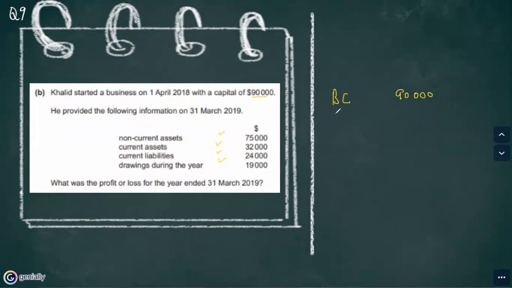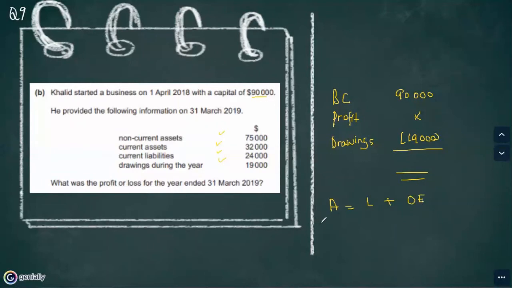So we know beginning, and then we have our profit and we have our drawings. Now our drawings should be 19,000 and we don't know our profit and we don't know what is our ending capital. Now how do we know our ending capital? Our ending capital should be equal to assets, right? Because assets equal liability plus owner's equity, right?